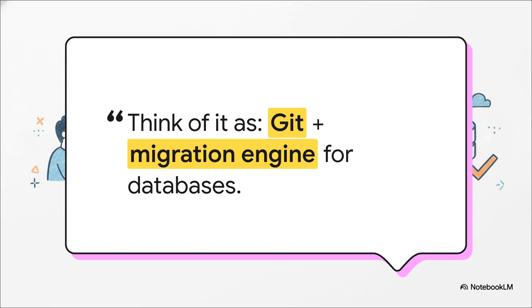Look, if this is all feeling a bit much, here's the simplest way to think about it. It's basically Git plus a migration engine, but for your database. You use Git for what it's great at: version control, peer review, your source of truth. And then you use a smart migration tool, something like Liquibase, to actually apply those changes and keep track of what's already been done. Simple as that.